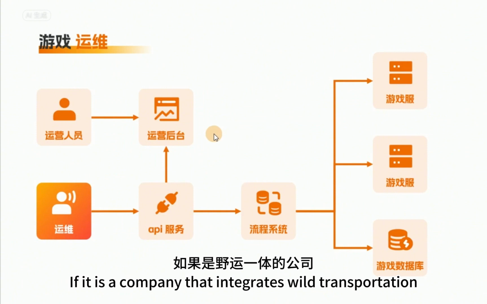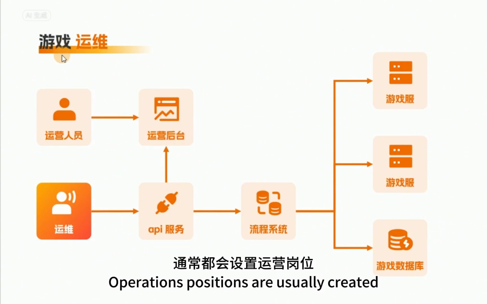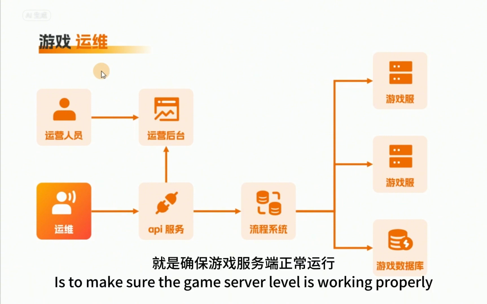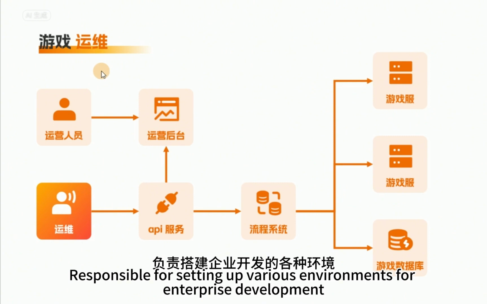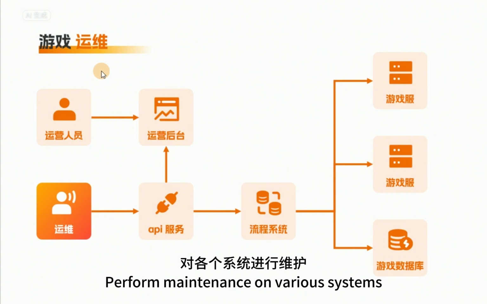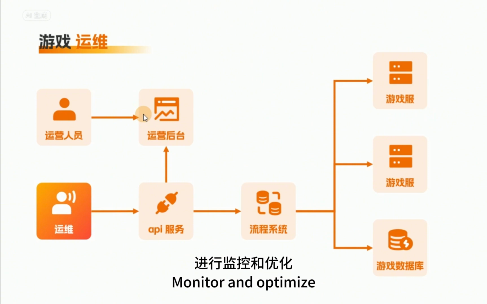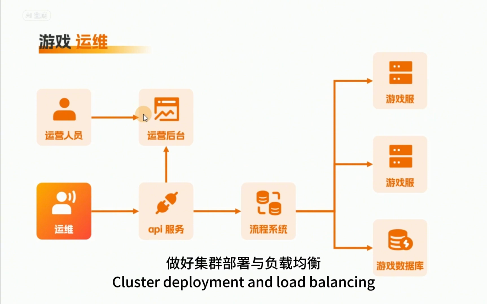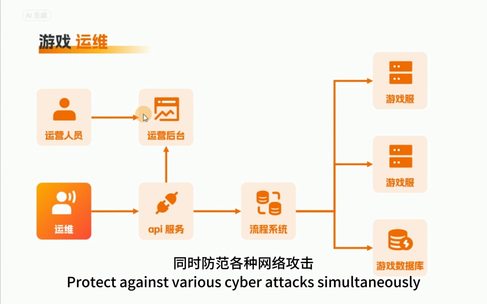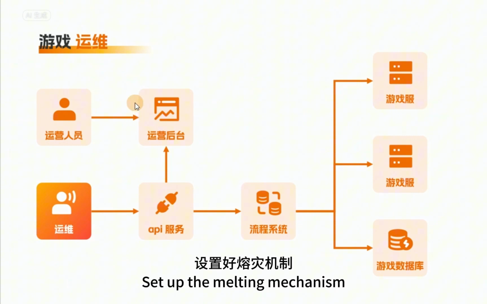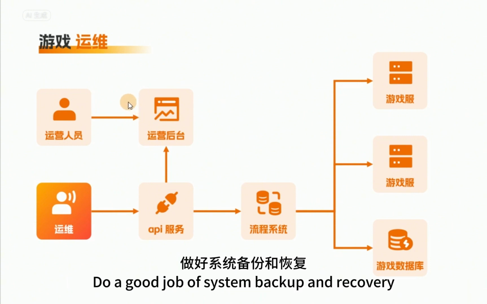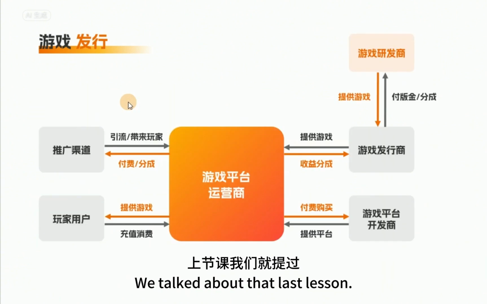If it is a company that integrates distribution and operation, operations positions are usually created. The operation and maintenance management position is to make sure the game server is working properly, responsible for setting up various environments for enterprise development, performing maintenance on various systems, monitoring and optimizing network throughput and system response speed, cluster deployment and load balancing, protecting against various cyber attacks, setting up the circuit breaker mechanism, and doing a good job of system backup and recovery. We talked about that last lesson.